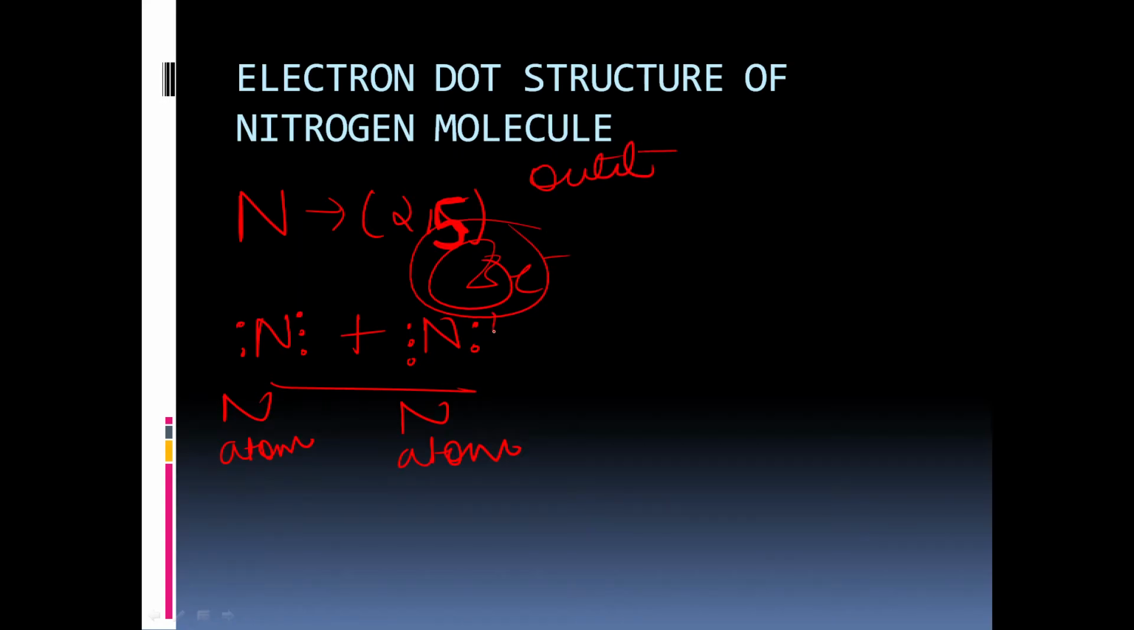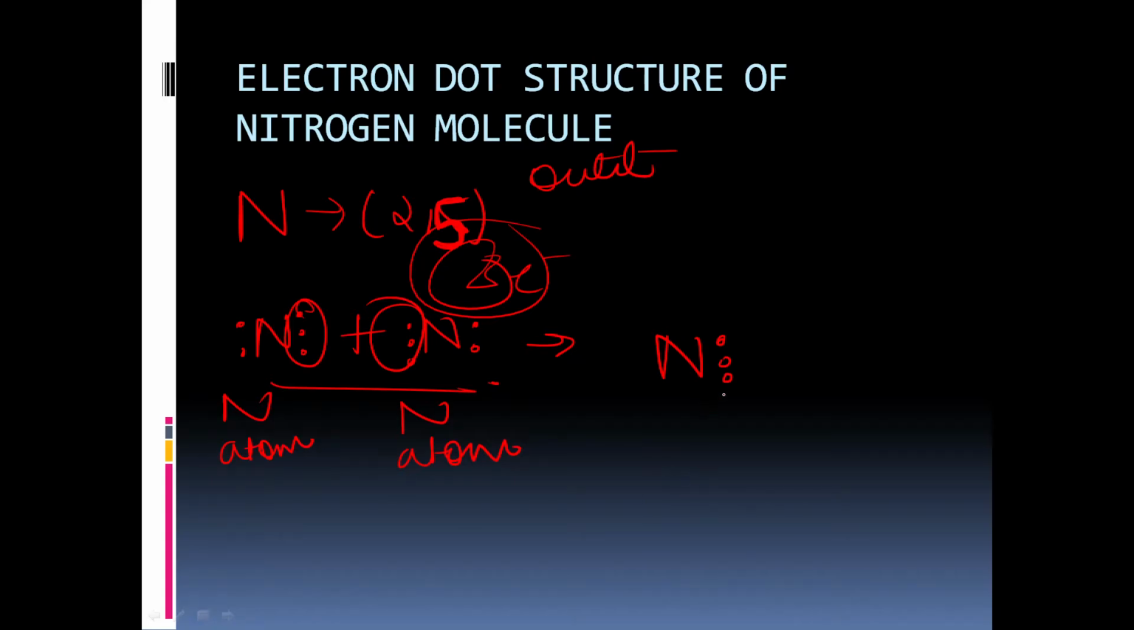Now they'll gain these 3 electrons. Sorry, this is 2, right? Let me erase it first. Okay. Now 3 electrons and 3 electrons, both of them will form a bond together. Now what will that bond be? I'll show you, just 1 minute.